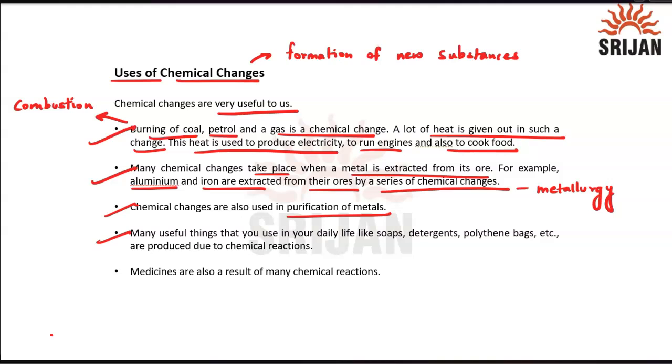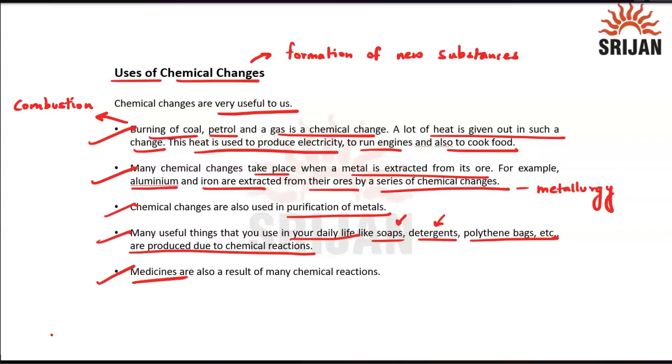Many useful things that you use in your daily life, like soaps, detergents and polythene bags, are also produced due to chemical reactions. What they do is also a chemical reaction, but also how you make them: for soap, there are chemical reactions taking place, and for detergent, there are chemical reactions taking place. They perform a chemical reaction in order to give you the result. So like that, you can see it's important.